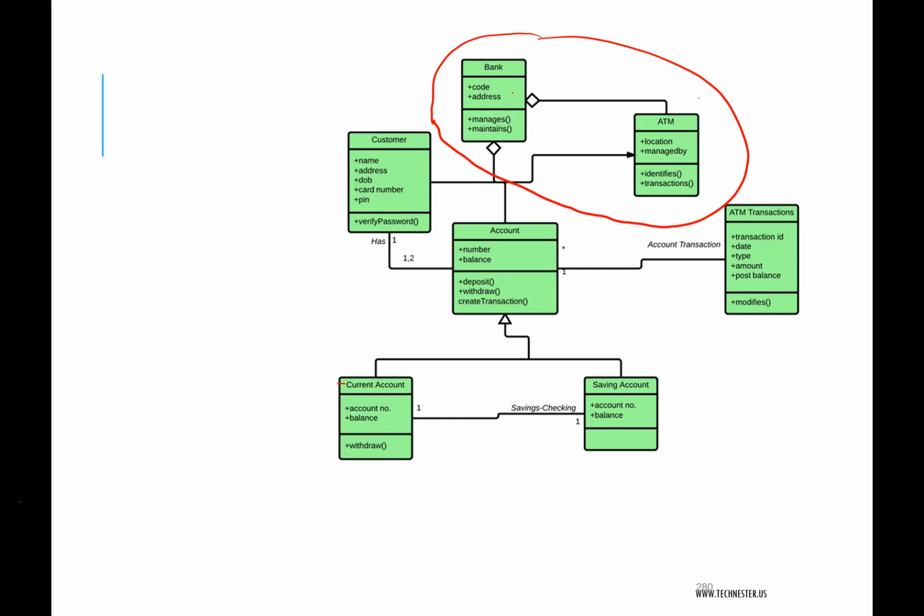Okay, yeah, so the ATM location can be at the bank. The address of the ATM can also be at the bank, and the bank manages the ATM, while the ATM identifies and does transactions. Okay.